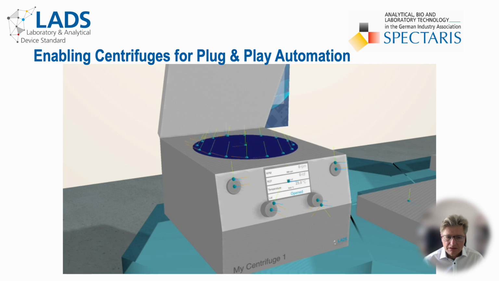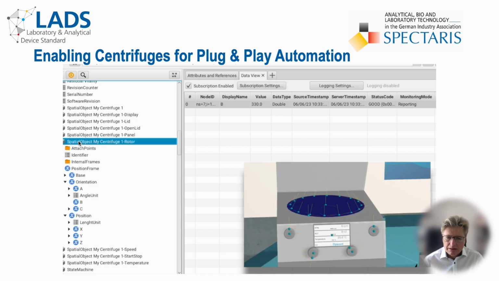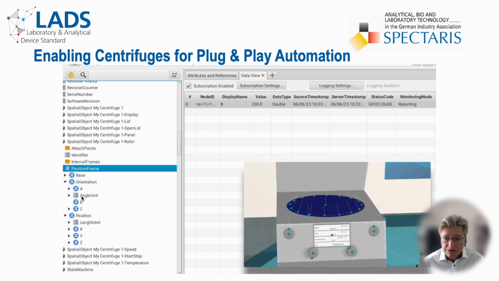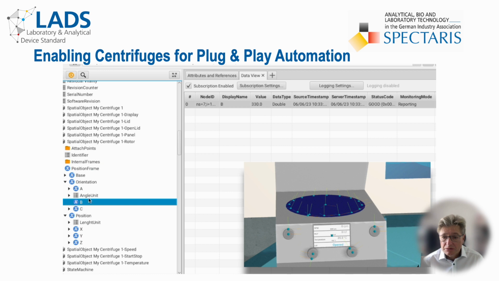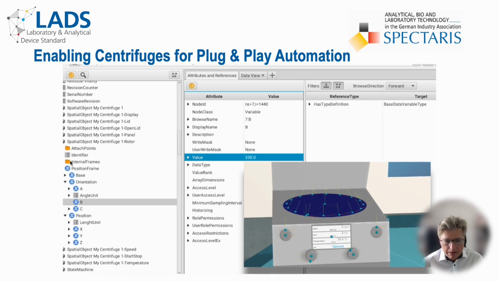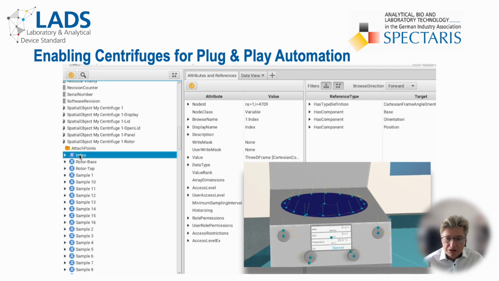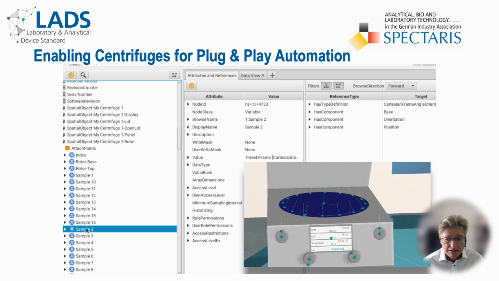This is illustrated by the additional attachment points on the outer circumference of the rotor, which is intended to serve as index mark. Looking at the position frame of the rotor object, we learn that the rotor has stopped at an angle of 330 degrees. In the attachment point list, one can find the position of each individual sample position, including its tilt angle.